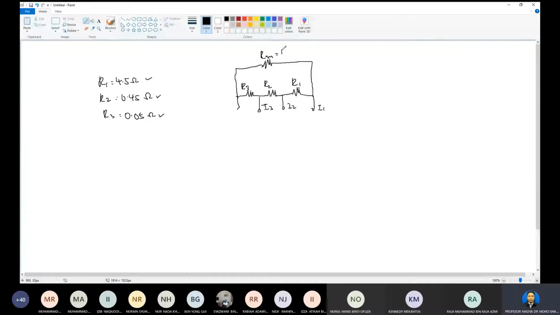Given Rm is 1 kilo ohms, and the full scale deflection current equals 50 microampere. Then we have to calculate I1, I2, and I3 based on the given resistors here. So R1 will be 4.5. We know the shunt resistance will be R1 plus R2 plus R3, so 4.5 plus 0.45 plus 0.05. So Rs is equal to 5 ohms, the total resistance here will be 5 ohms.